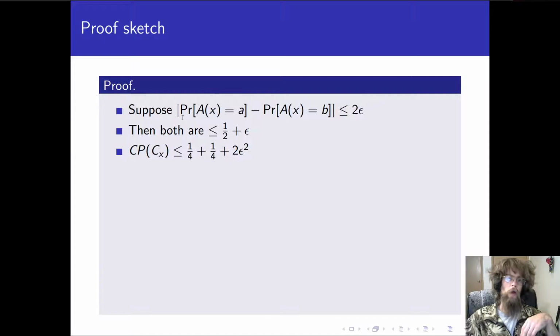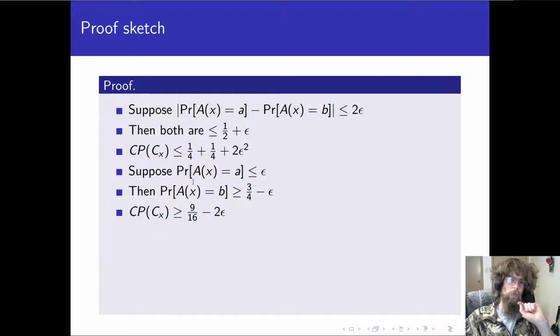And here are the numbers on why this works. Let's say we're in the bad case on the right, where the two have very close probabilities. If they're within 2 epsilon of each other, then both of them have to be below 1/2 plus epsilon. And then the collision probability is bounded by the chance of getting A twice plus the chance of getting B twice, which works out to 1/2 plus 2 epsilon squared.